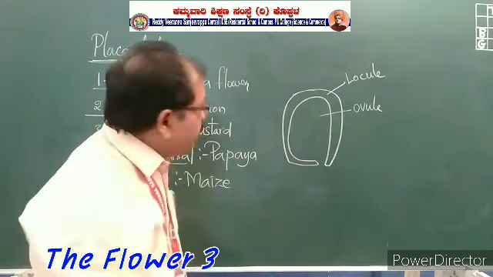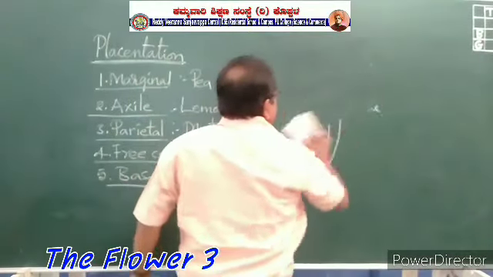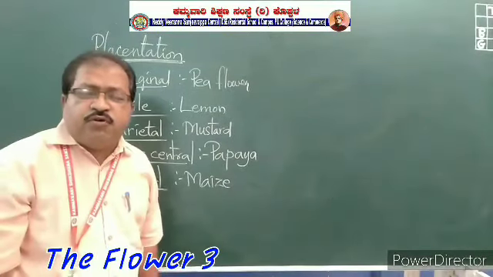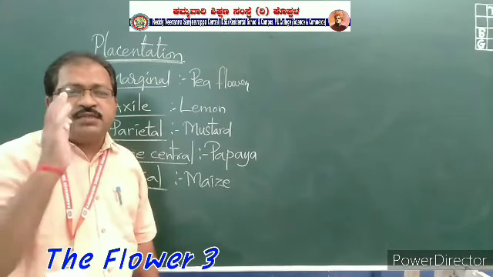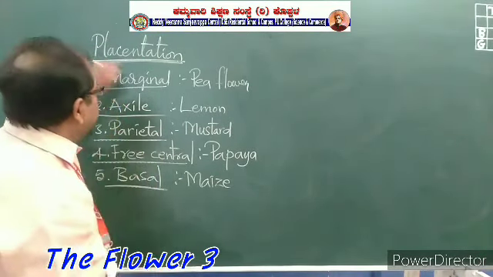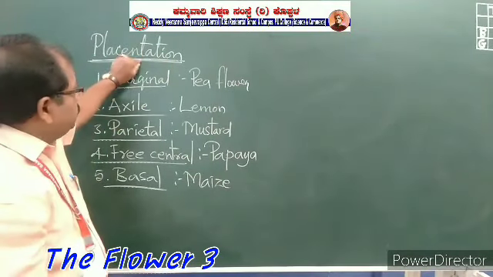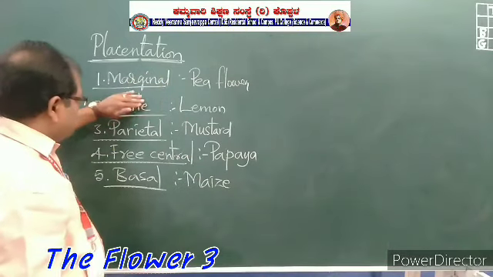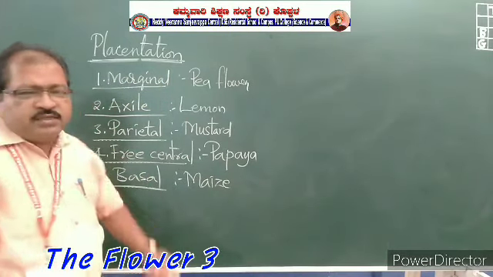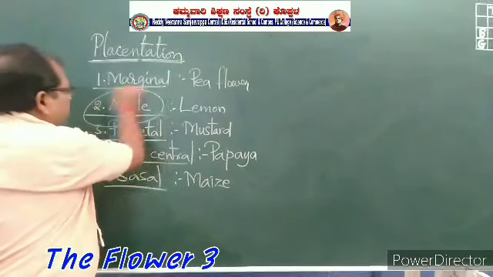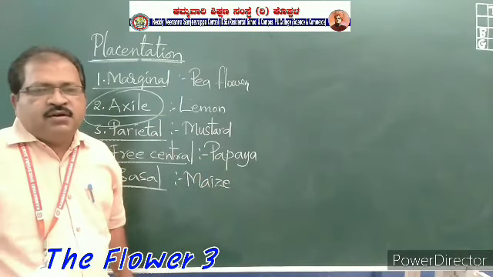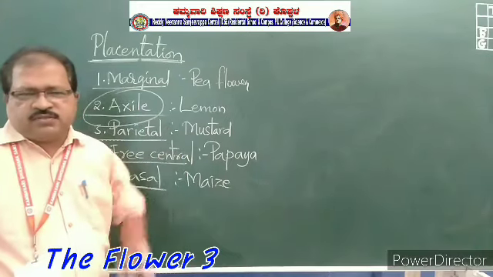So these are the types of placenta based on the arrangement of the ovules in the placenta of the ovary. The arrangement of ovules in the placenta of the ovary is called placentation. Based on this placentation, there are 5 types: marginal, axial, parietal, free central and basal. And among these 5, axial placentation is very common for flowers.